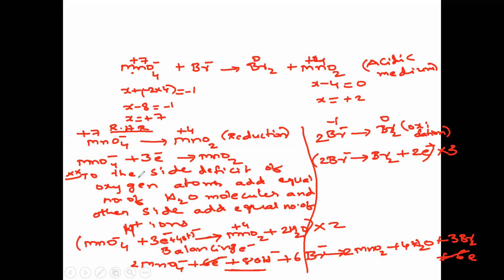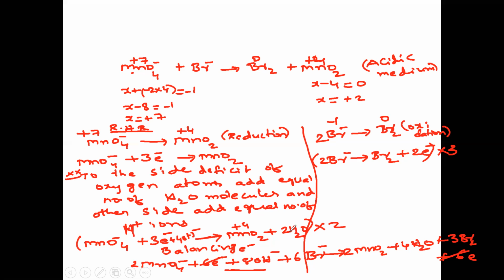Now as this question is in acidic medium, this statement is very important: to the side deficit of oxygen atoms, add an equal number of water molecules, and to the other side add an equal number of H plus ions. Now here oxygens are 4 and here it is 2. So I'm adding MnO4 minus plus 3 electrons plus 2 water molecules, because this side has only 2, so we have to add 2 water molecules.